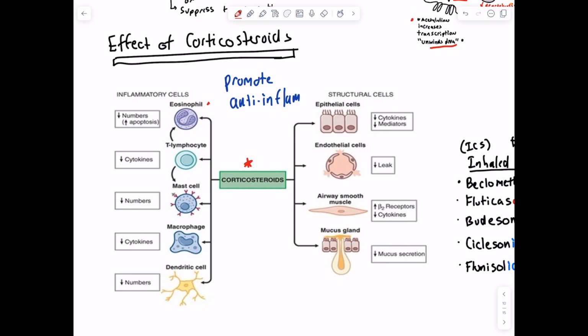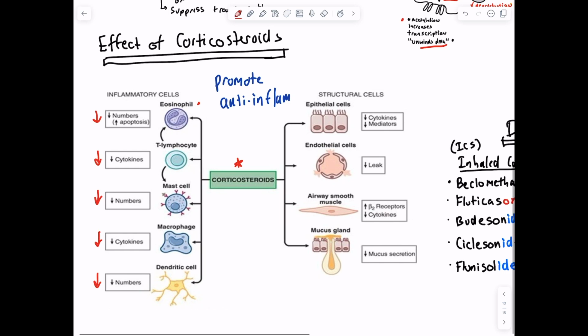Well, for our eosinophils, it's going to reduce the number of eosinophils by promoting apoptosis. Our T lymphocytes, it decreases the cytokines they release. Our mast cells, it's going to decrease the number. Macrophages decrease the cytokines they release, and then dendritic cells, which we know are often the first part of the inflammatory response for basically grabbing onto particles that come into the lung, it's going to decrease the number of dendritic cells.